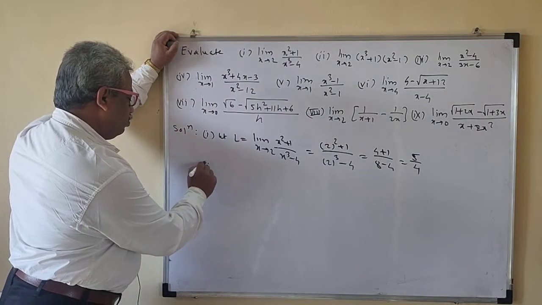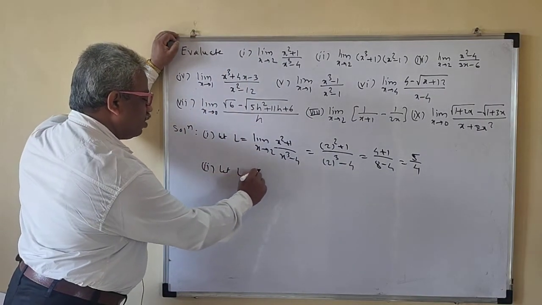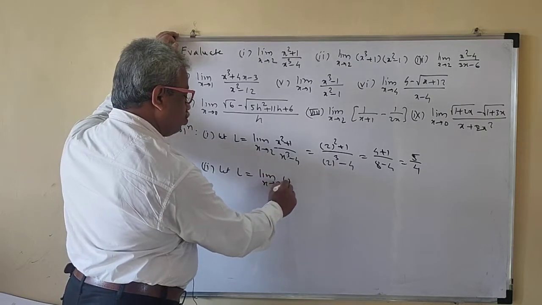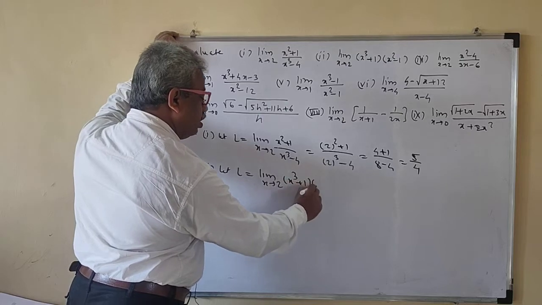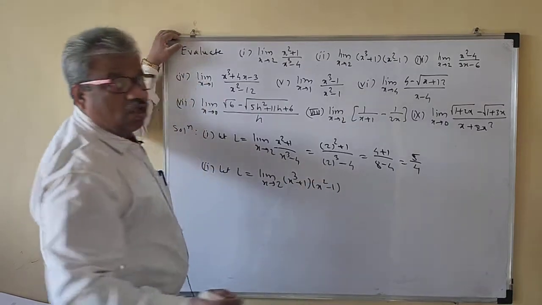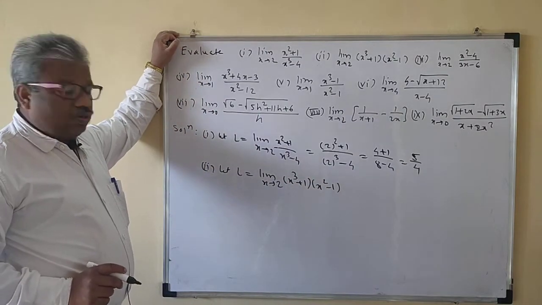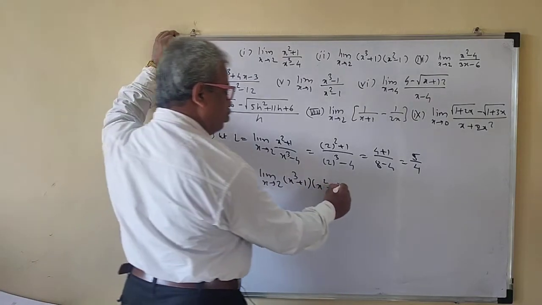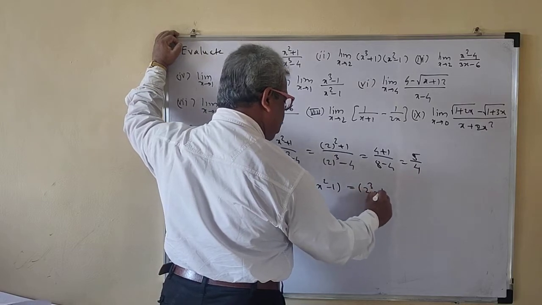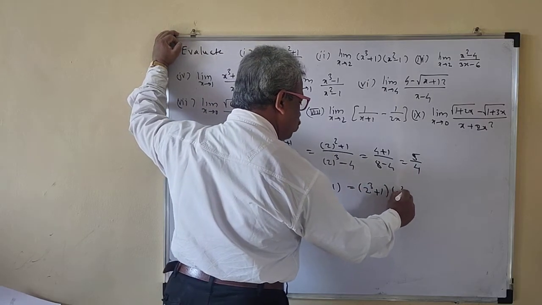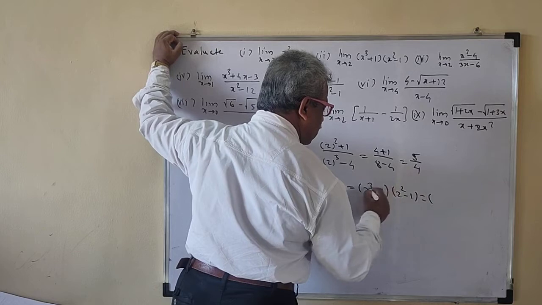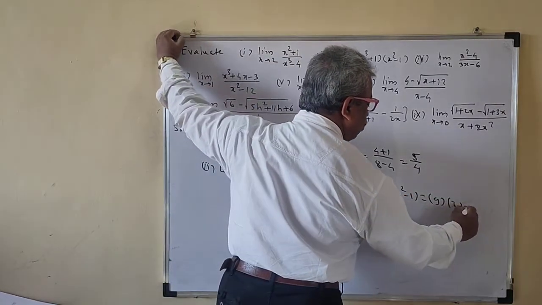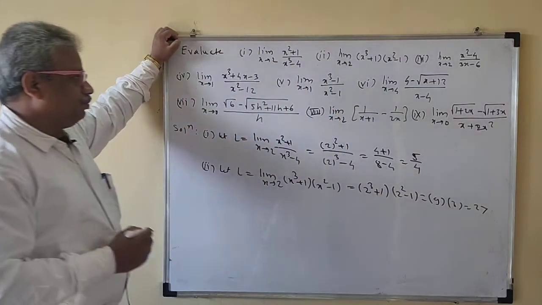Now the second one. Let n equal limit x tends to 2 of (x cube plus 1) into (x square minus 1). There is no denominator, so directly you can put the value of x here. So this is 2 cube plus 1 into 2 square minus 1. So this is 8 plus 1, which is 9, and this is 4 minus 1, which is 3. So this is 27.